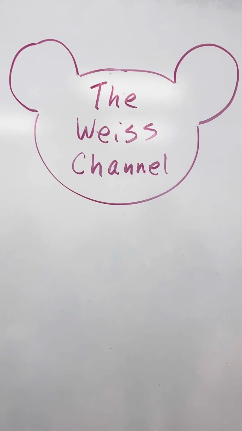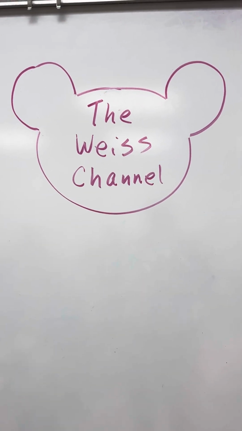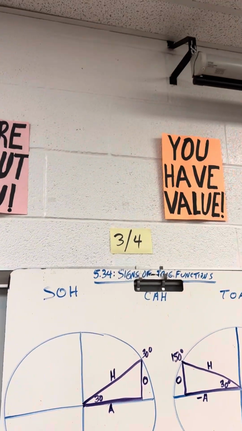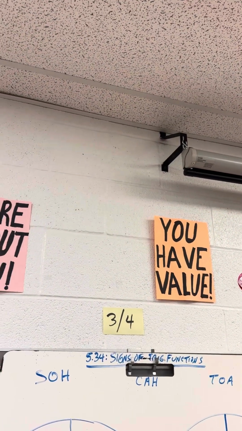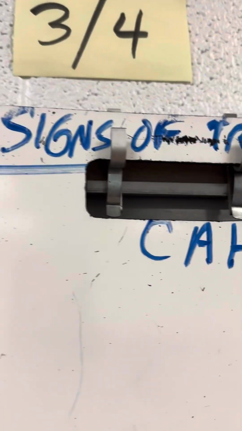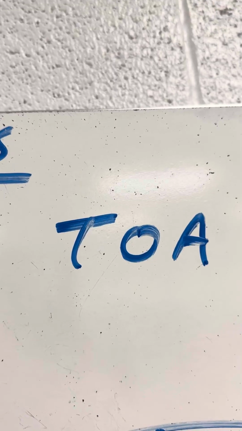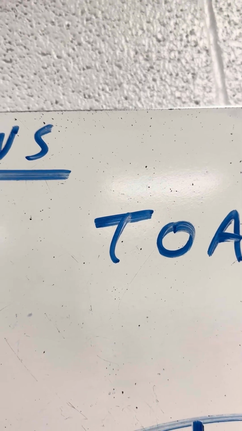Today I'm talking about signs of trig functions. Okay, so we're going to go back to recalling SOHCAHTOA. Sine is opposite over hypotenuse. Cosine is adjacent over hypotenuse. And tan is opposite over adjacent.